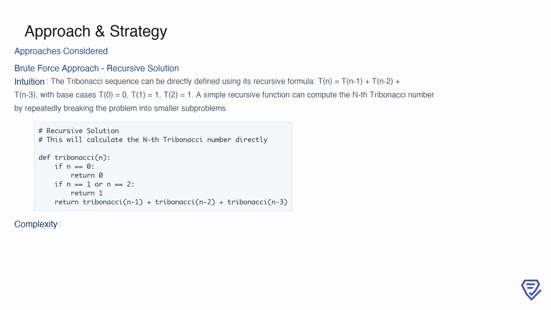While this approach is simple to implement and aligns well with the recurrence relation, it comes with significant trade-offs. The key issue is that it has exponential time complexity, 3 to the power of n. This is because the same subproblems are recomputed multiple times, leading to a lot of redundant calculations. For small values of n, this might be manageable, but as n increases, the number of computations grows rapidly, making the approach impractical for larger values of n, especially near the upper constraint of 37. Thus, while recursion captures the essence of the problem, it is not efficient for larger inputs.